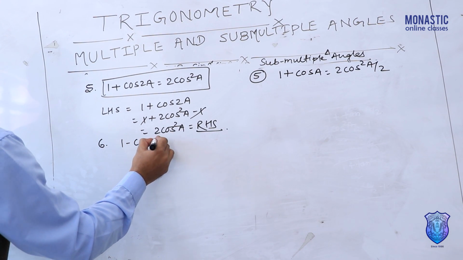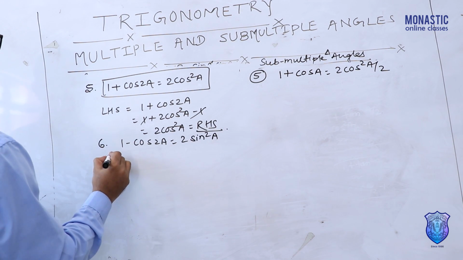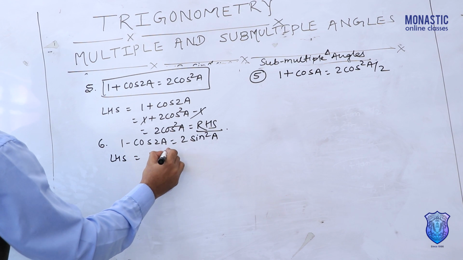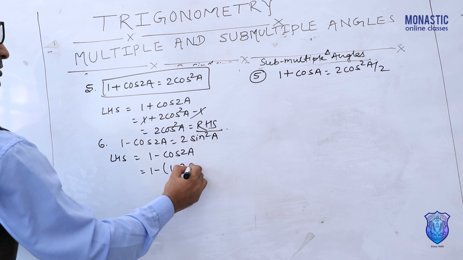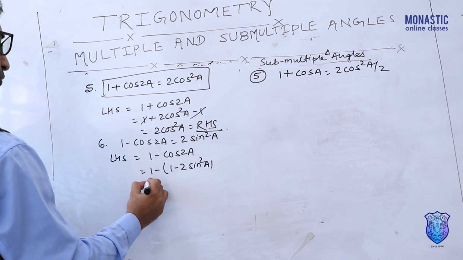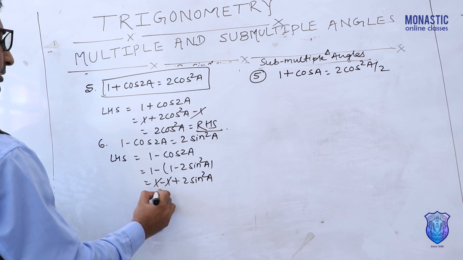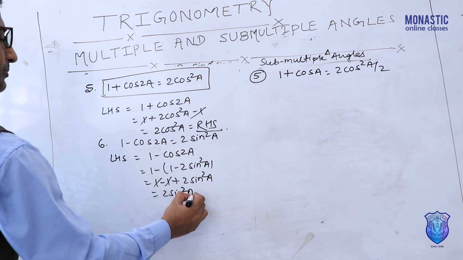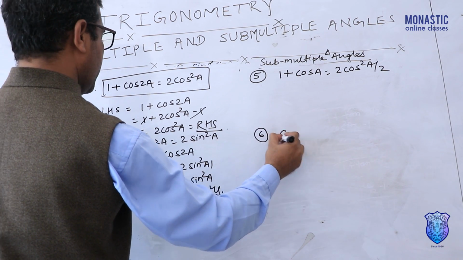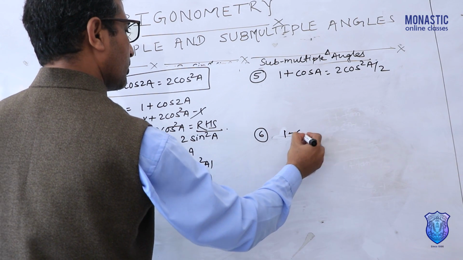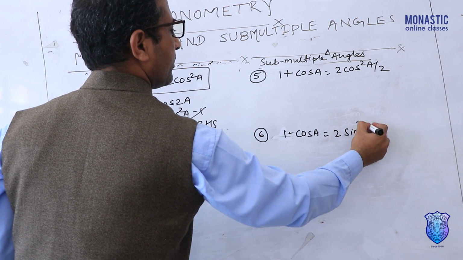1 minus cos 2a equals 2 sine squared a. Again, we can use the formula of cos 2a, which is 1 minus 2 sine squared a. So 1 minus 1 plus 2 sine squared a, the 1s cancel, that is 2 sine squared a. And the submultiple formula of this will be 1 minus cos a is equal to 2 sine squared a by 2.